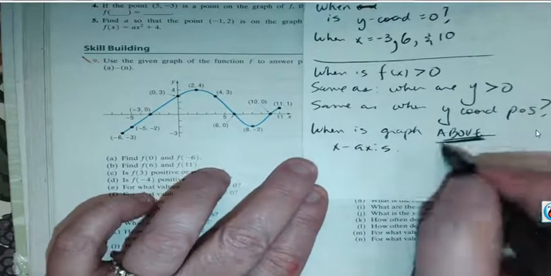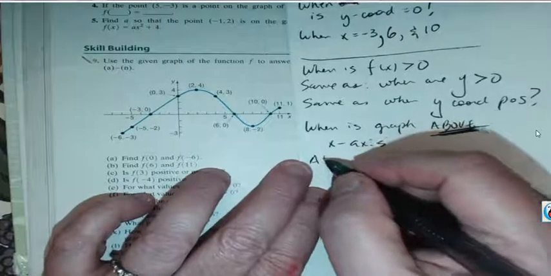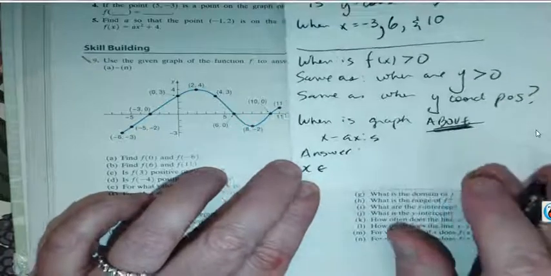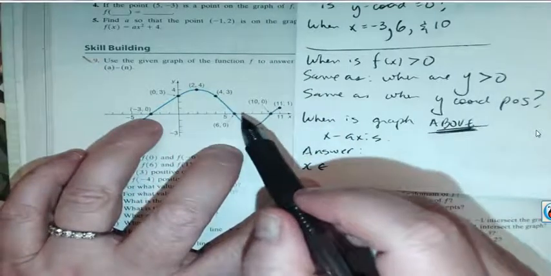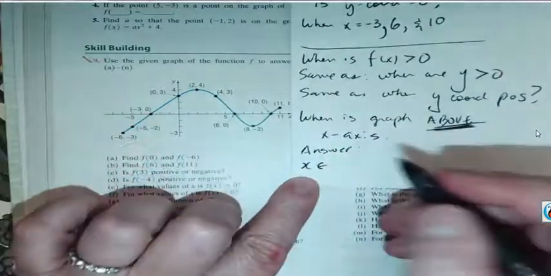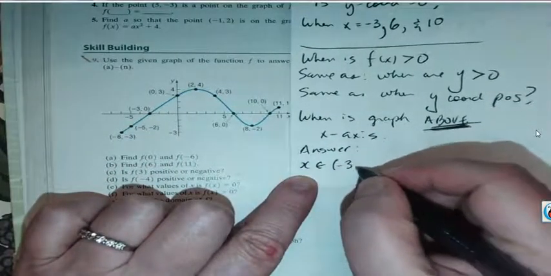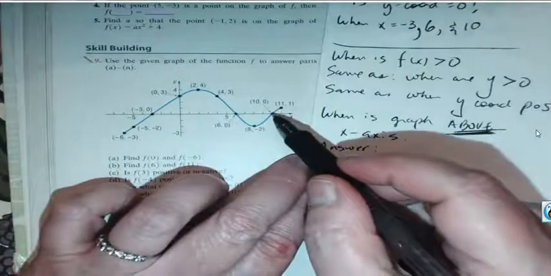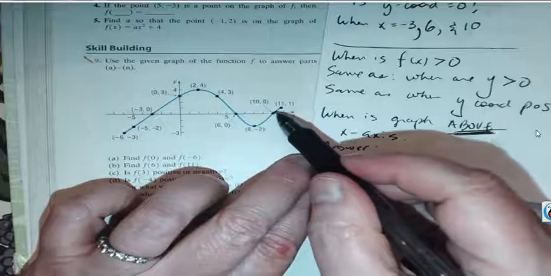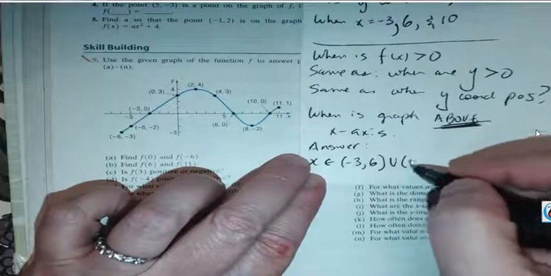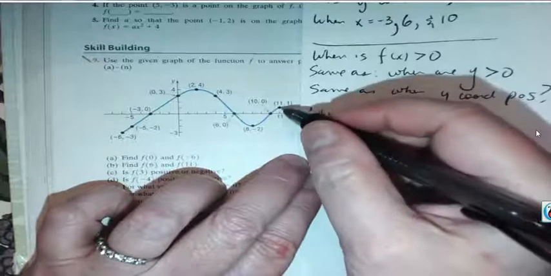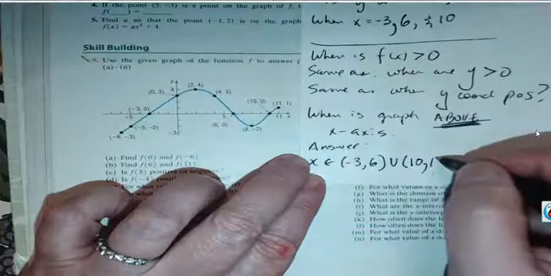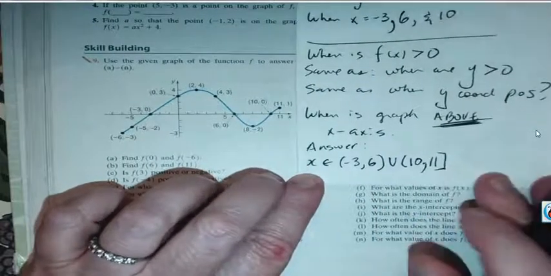And the question here is, where is the graph above? So the answer is when x is inside the interval, well, when x is between -3 and +6. So that's an interval, not a point. But also when x is between 10 and +11, and it's allowed to be +11 because when x is 11, this thing is above. So that would be your answer in interval form.